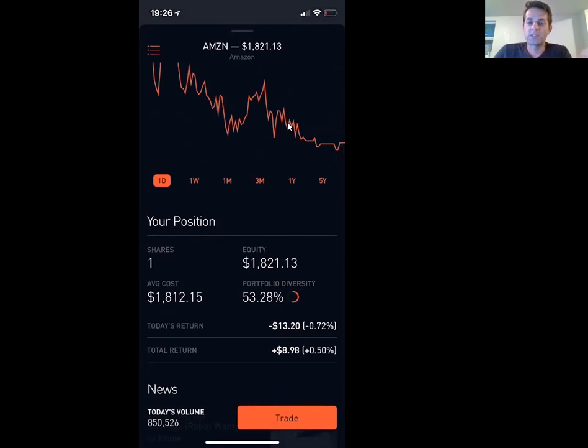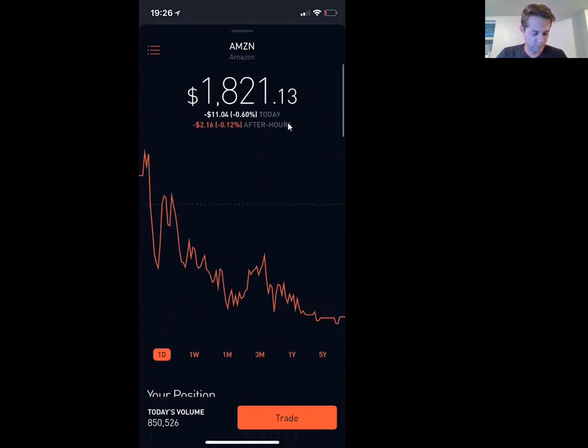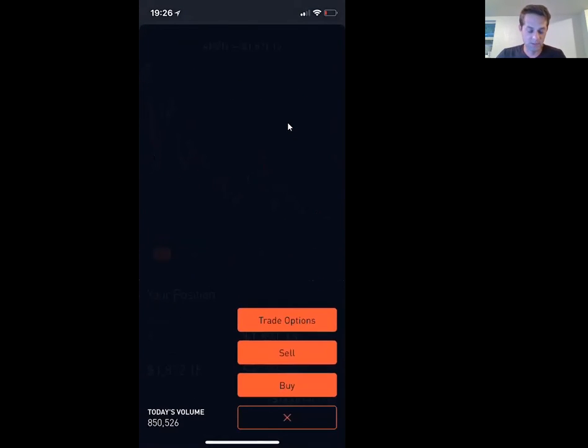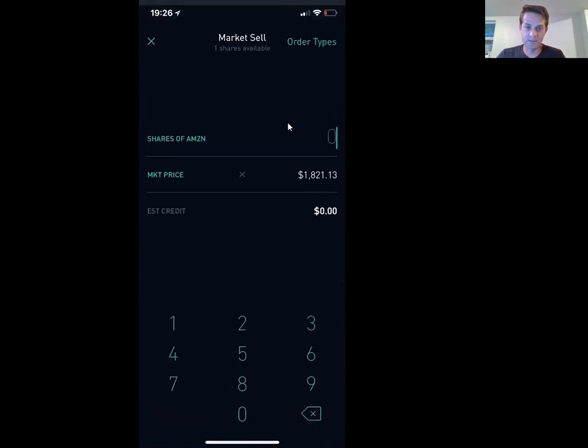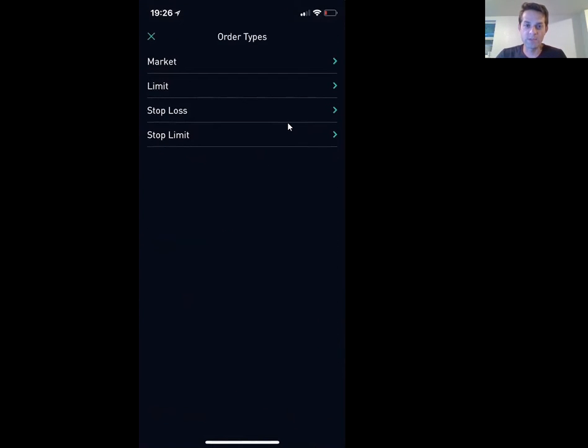So what I'm going to do is set a stop limit. In Robinhood, this is how you do it. This way you can set it and forget it and not have to worry about it the rest of the way. You can go ahead and work. So we'll go to our stock, go to trade, and go to sell. Then we're going to go to order types, and right here you'll choose a stop limit.